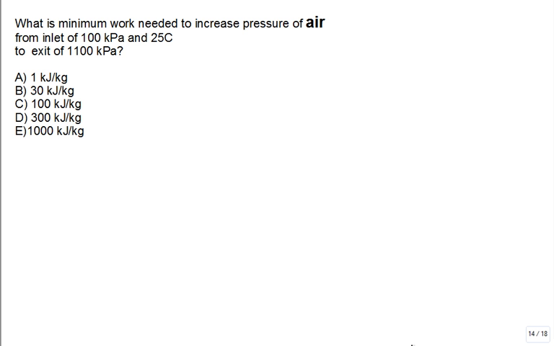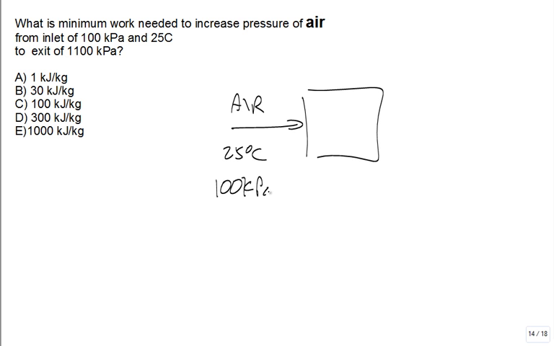This one you'll need to do a little scratch work to get the right answer. Okay? What is the minimum work needed to increase the pressure of air, not water, from, guess what, the same temperature and pressure that was inlet to the same exit pressure that we just analyzed for water? Didn't we just analyze it for water? So I have a box. This box, I don't call a pump, I call a compressor. But I'm bringing in air at 25 degrees C and 100 kPa, and I want it to go out at 1100 kPa.